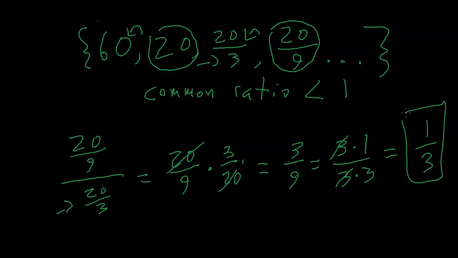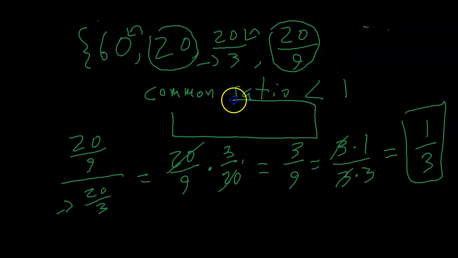And then, for example, what if we wanted to find the fifth term in this sequence? What would we do? We'd just take our fourth term. Let me just make some room here. We'd take our fourth term, 20 over 9, multiply it by the common ratio, 1 over 3, and we'd get 20 times 1 is 20, divided by 9 times 3 is 27. So our fifth term would be 20 over 27.